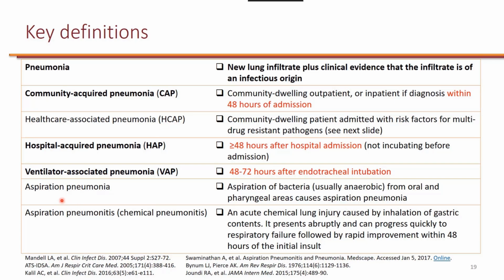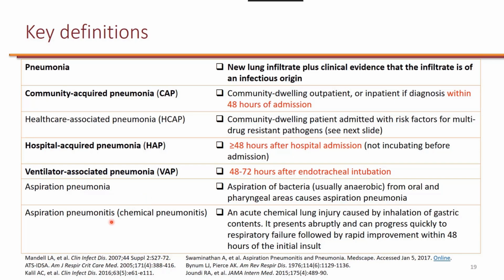There's also aspiration pneumonia. Anytime a patient aspirates oral flora and those flora make it to the lungs, it can cause aspiration pneumonia. And these are typically due to anaerobic organisms. And by anaerobic, we're talking about Prevotella or Peptostreptococcus and things like that. We are not referring to Bacteroides or Clostridia species.